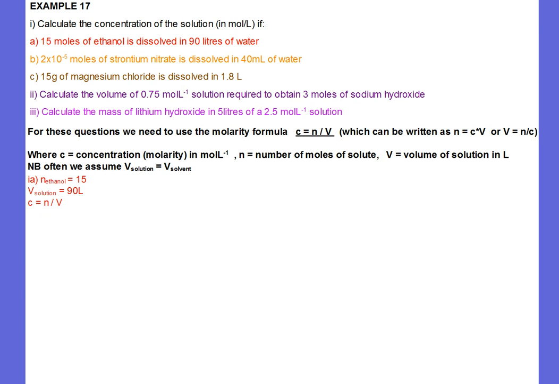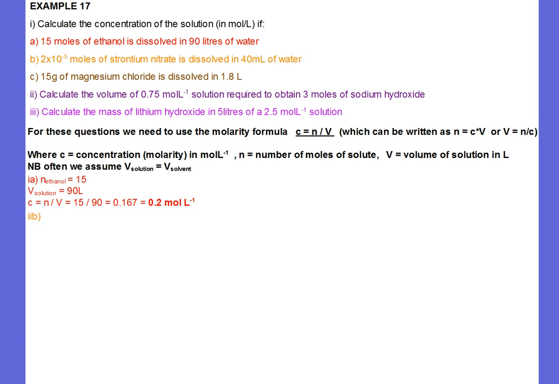So now we can just put concentration, number of moles divided by the volume, which is 15 divided by 90, which gives us 0.167. Looking here, we have two significant figures, only one significant figure there. Our final answer has to be one significant figure, which is just 0.2 moles per litre.